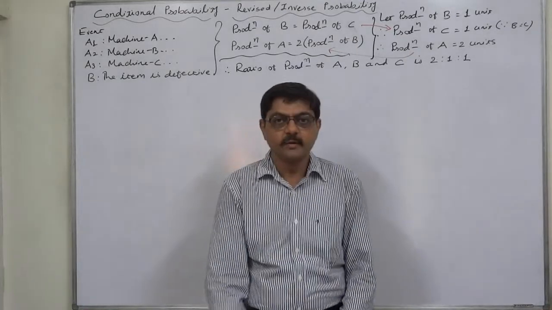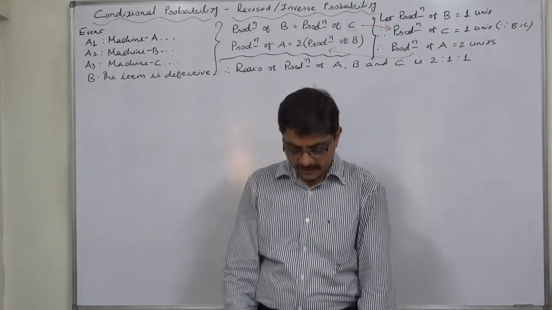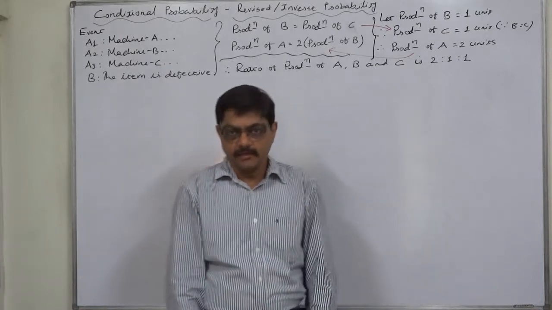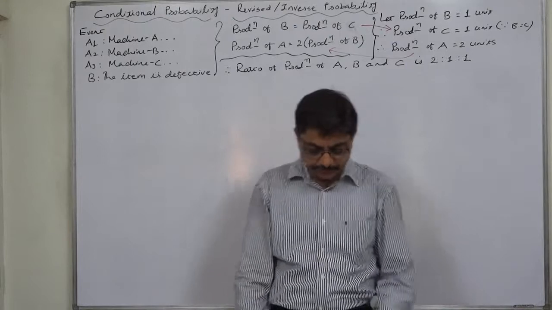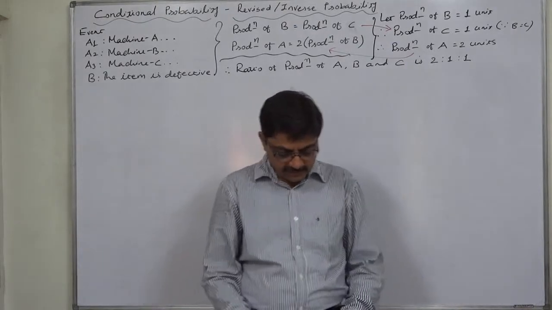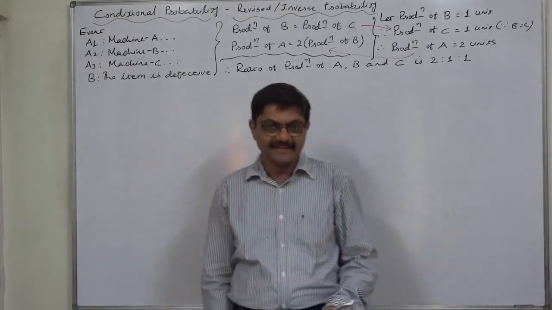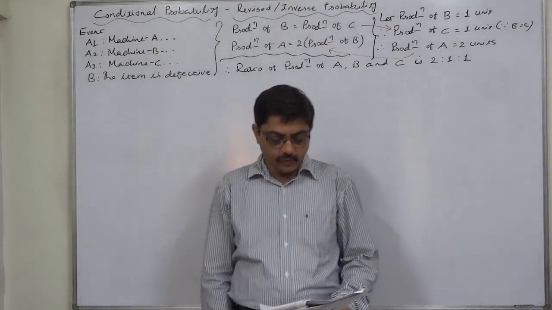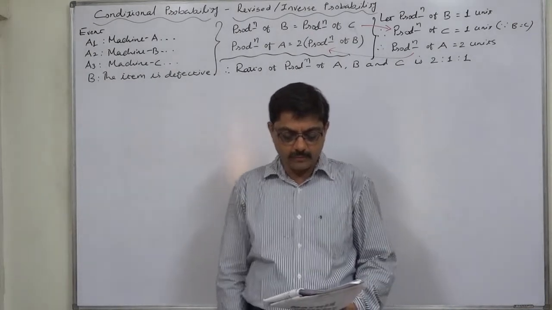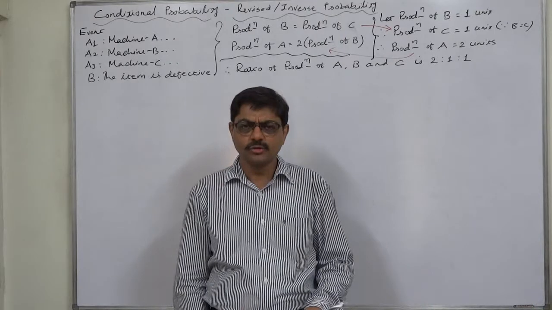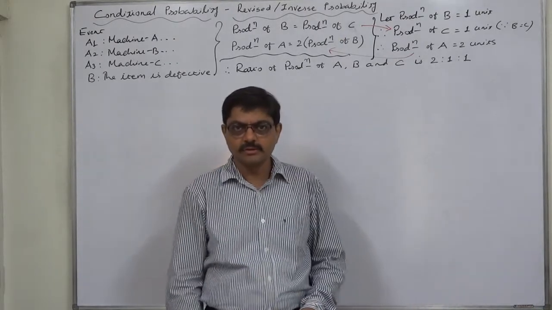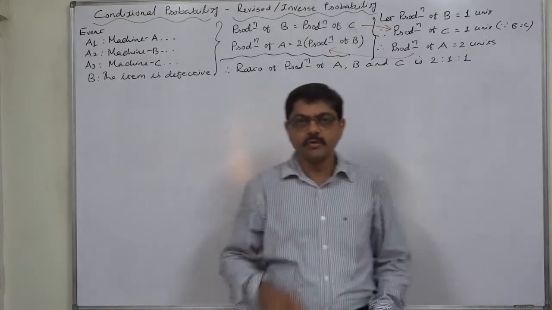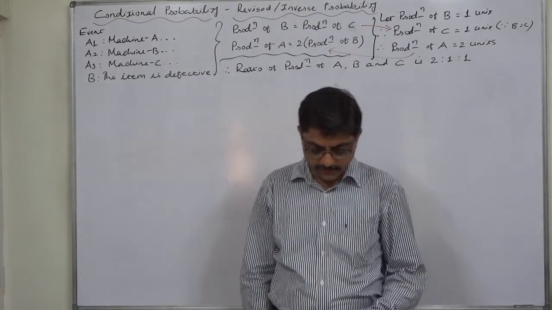Now we are with a new case of conditional probability as well as revised or inverse probability, or say Bayes theorem. The problem with us is: in a factory 4000 units of an item are produced. That is actually the information which we are not going to consider, because in this type of calculations we don't need the exact quantity of production.